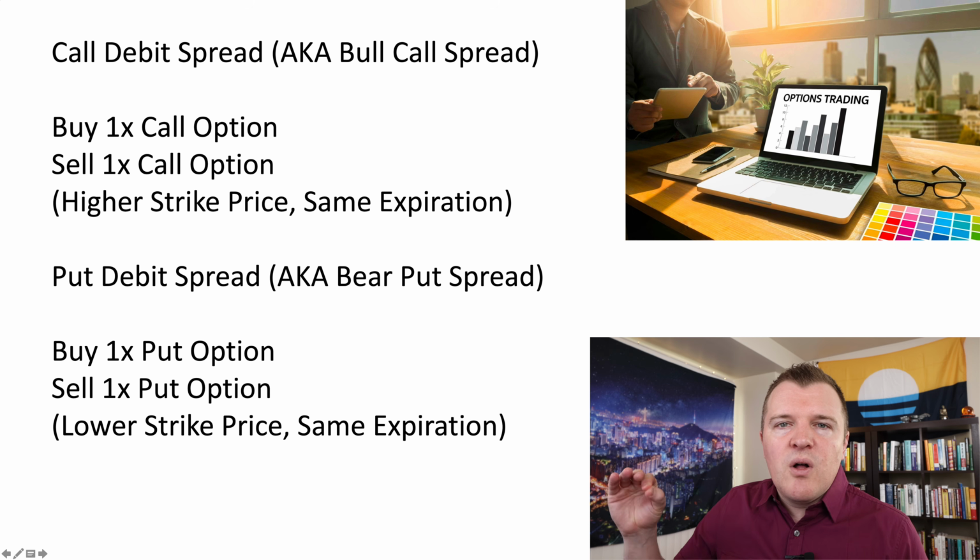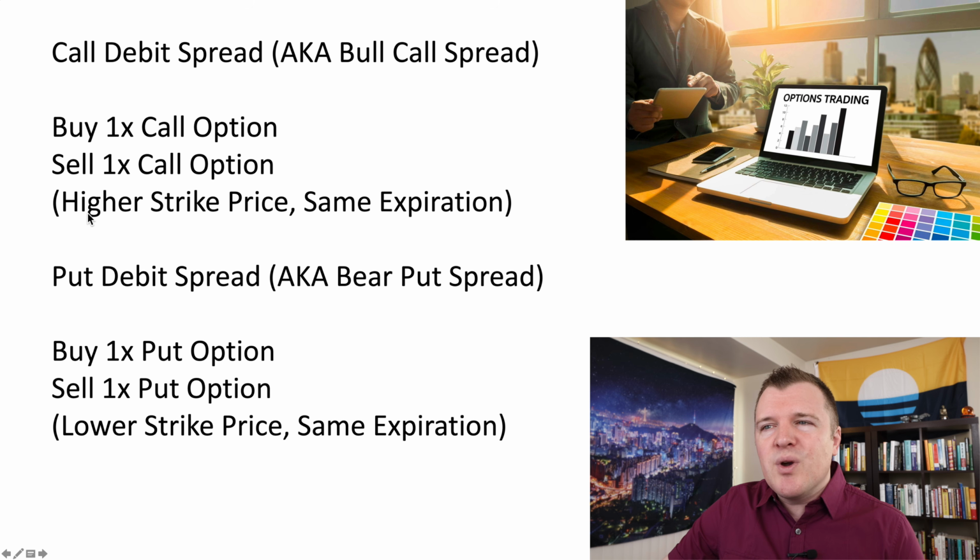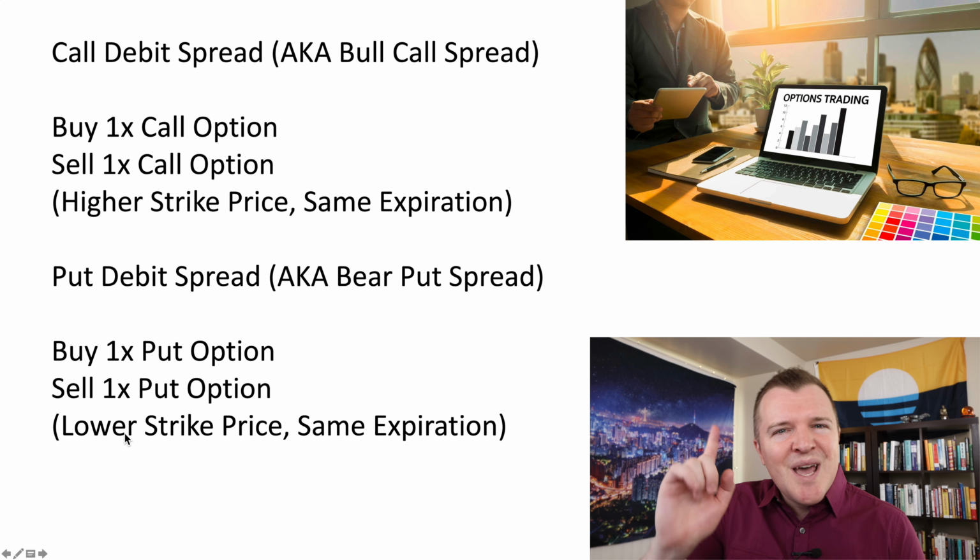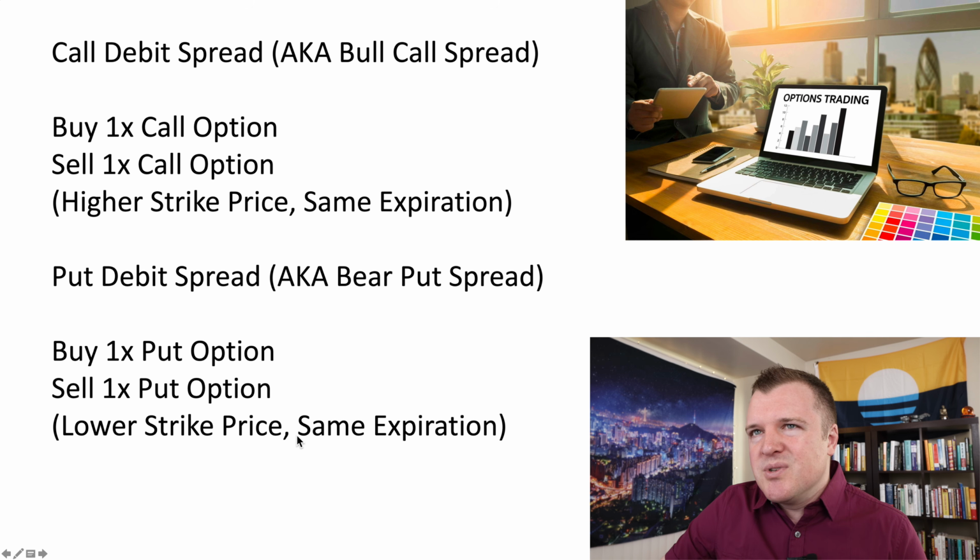Specifically for the bull call and the bear put spread, for the bull call, you're buying one call option and then selling another at a higher strike price. It's the opposite for the bear puts. You're buying a put and then selling a put at a lower strike price. Don't worry, we're going to do examples in a second.